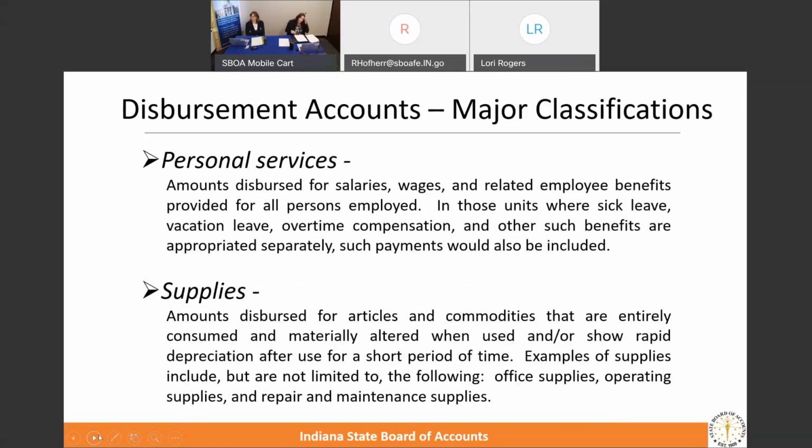Okay, so to run through these really quickly, and I'm sure most of you know these because, well, you're auditors and you deal with the budgets and everything else all the time. So disbursement major classifications: personal services, your salaries, your wages, things like that, okay? Supplies, obviously, if you're buying copy paper or staplers. You're buying a lot of staplers. I don't know. Things like that.